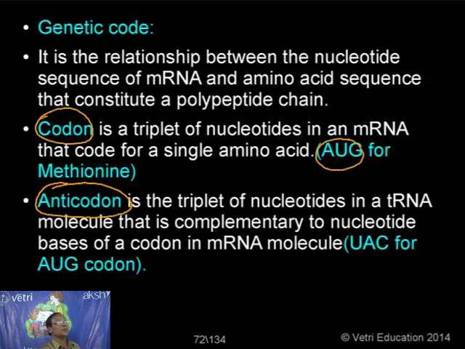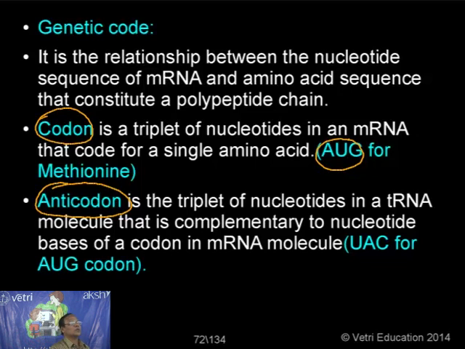A codon is nothing but a triplet of bases, a triplet of nucleotides we can say, normally found in an mRNA molecule, that specifies one amino acid, a single amino acid. For example, AUG is a codon for methionine.